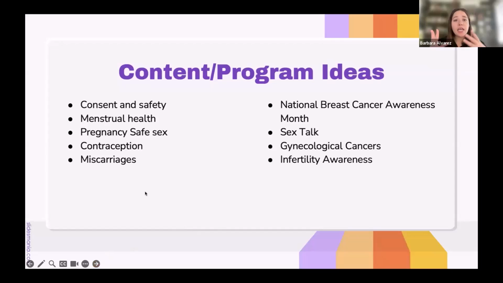So all of these you can incorporate not only in your collection, but also in any resource guides that you create, which can therefore activate your collection, as well as in your programs, and letting people know that these are topics that people are welcome to ask about at the library.